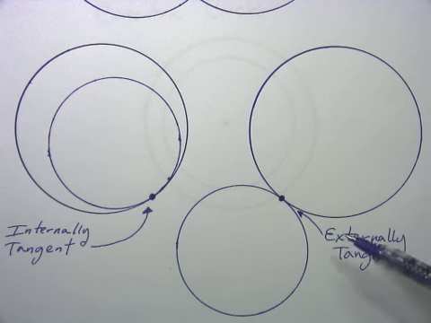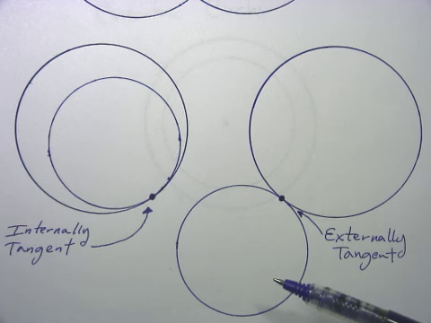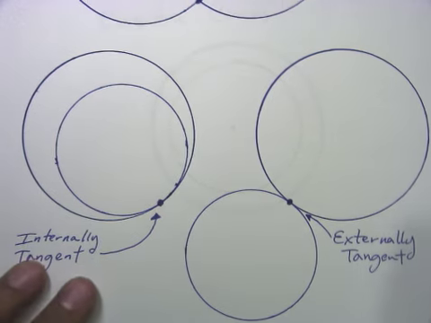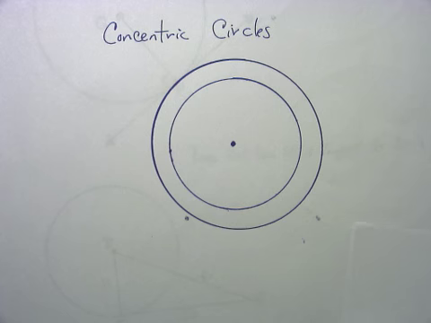Here, I have 2 circles outside of each other but touching at 1 point. Those are called externally tangent circles.